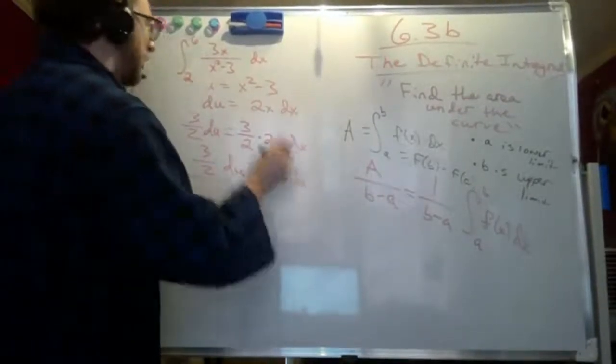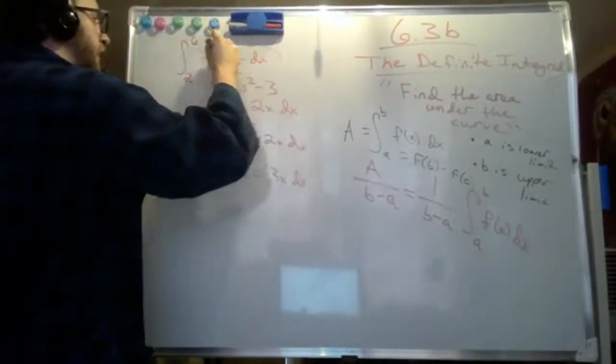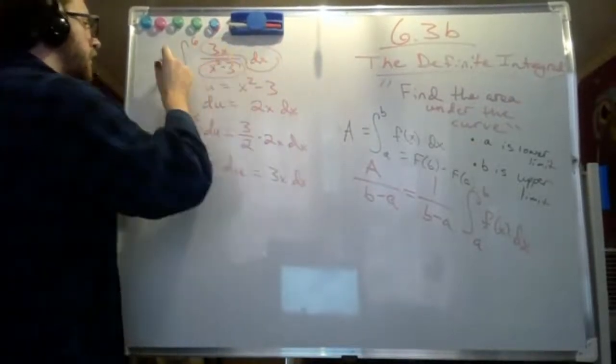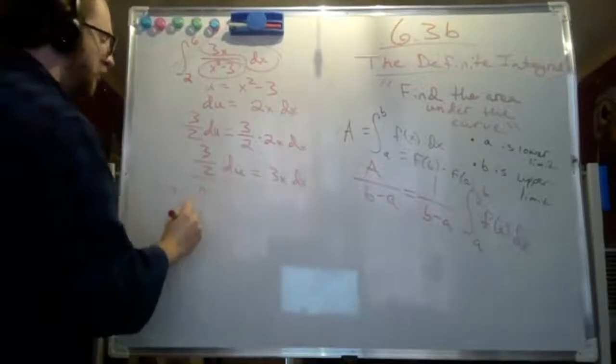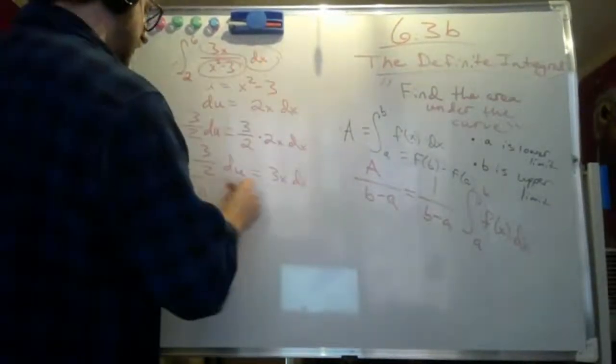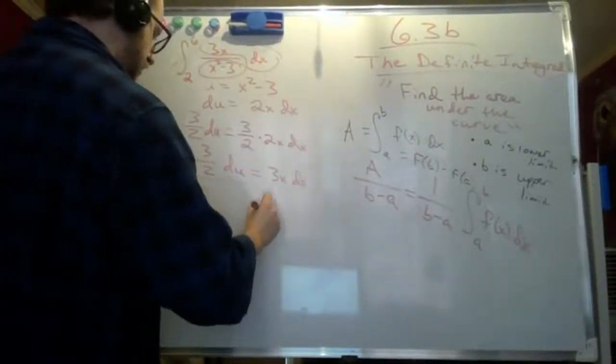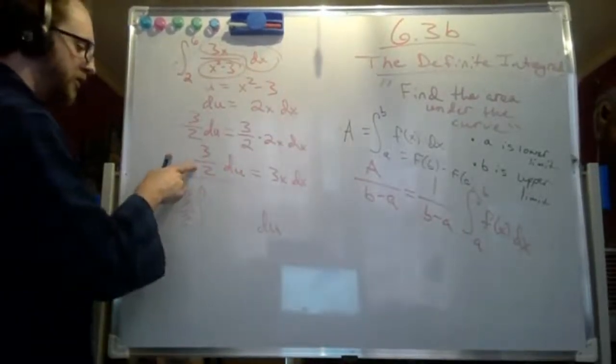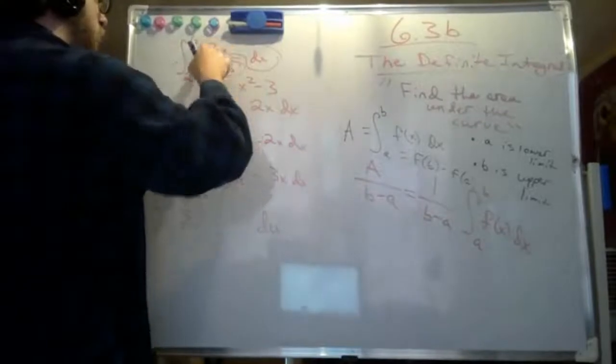And so now I have 3 halves du is equal to 3x dx. And now I'm home free. Here's my 3x dx. And I've got this guy, he's u in the denominator. And now when I substitute the 3x dx, that's going to become du. But I've got a 3 halves on the outside. Don't forget the coefficient. And then I'll have 1 divided by u.